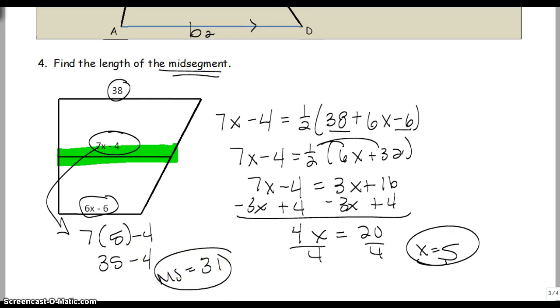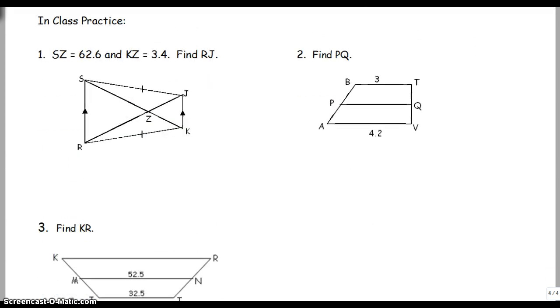What I want you to do at this point is work alone and try the next 5 problems. Once you have completed the next 5 problems, go check with the sub, and they will check your work and give you the homework. The homework is due tomorrow.